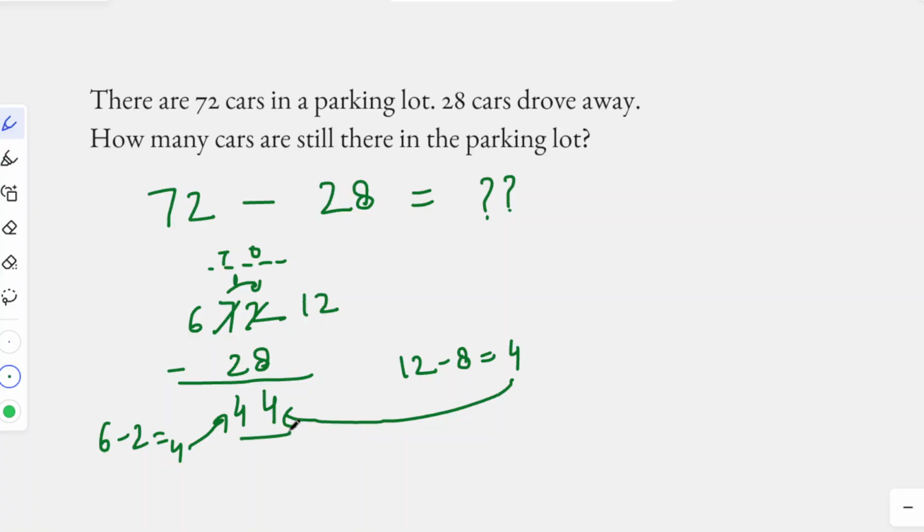Alright. So that is how the regrouping or borrowing happens. So 72 minus 28 is 44. So there are 44 cars still in the parking lot.